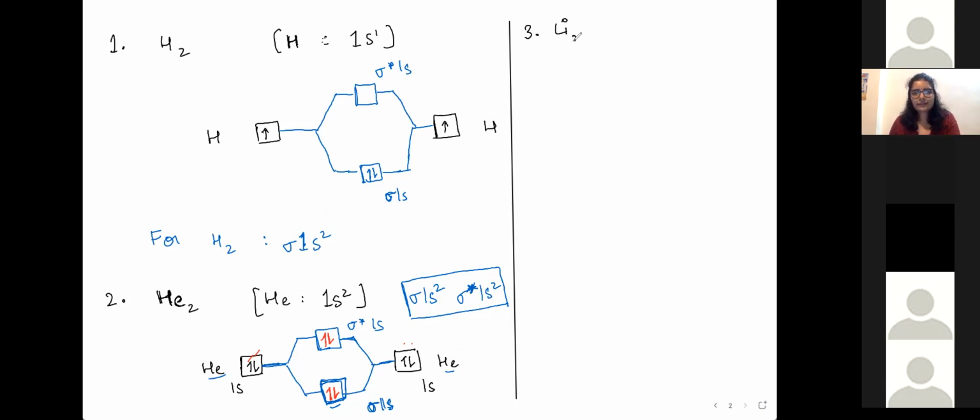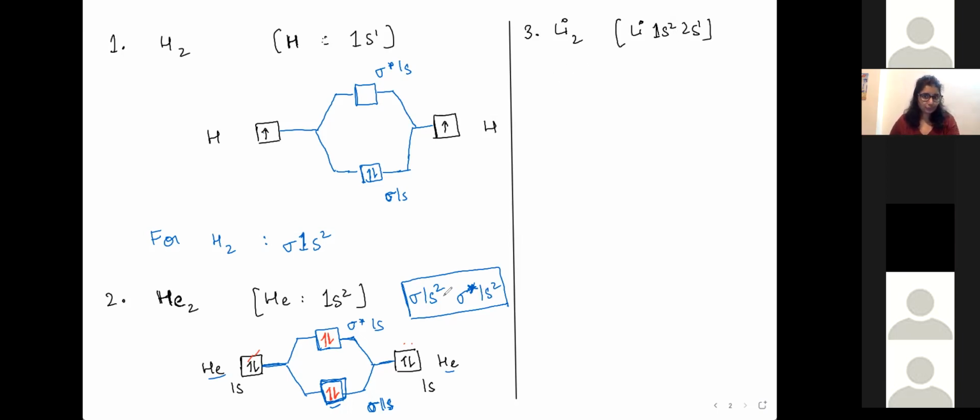The next one, for lithium, you guys only do it. So if I consider Li2, how will its electronic configuration be? Lithium's atomic configuration is 1s2 and 2s1. So the atomic number is 3. So it has 3 electrons. This is how it's distributed. It has a 1s orbital and a 2s orbital.